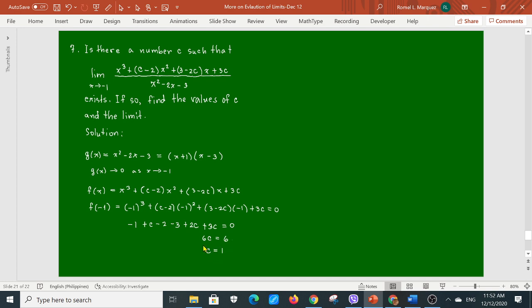So there is a c that will make the numerator 0, meaning to have a factor x plus 1. So there is a c, and we have found it. And then what's the limit of this? The limit as x approaches negative 1. So we're going to have now c equals 1.